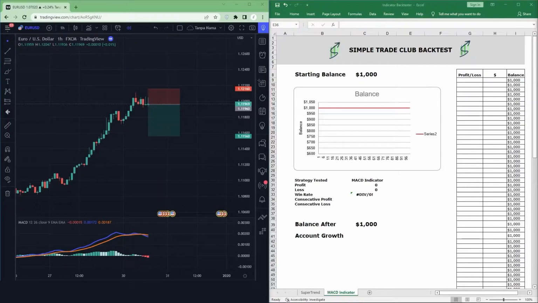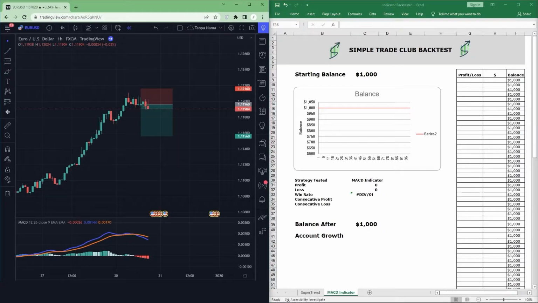Our entry rule is, when the blue line crosses above the orange line, we do a buy transaction. If the blue line crosses below the orange line, we do a sell transaction. We set the stop loss to 20 pips and the take profit to 40 pips. Now, let's get started.